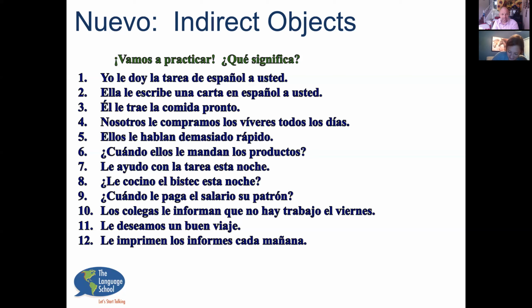Okay. And like number 7, le ayudo con la tarea esta noche. In English, we would say, I will help you with your homework tonight. In Spanish, it would be acceptable just to say that in the present tense. Okay. And there is a future tense. It's just for whatever reason, Spanish speakers use the future and the progressive a little bit less than we do. Okay. ¿Cuándo le paga el salario su patrón?